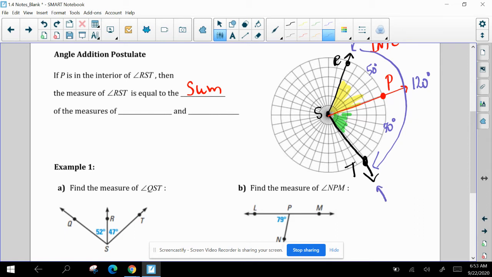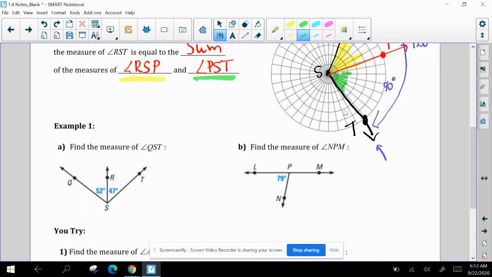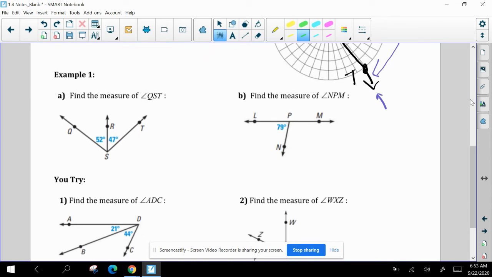So it's the measures of angle RSP, right? That's my yellow angle, and angle PST. And I'm going to help us with the color coding. So this is our yellow angle, and then this is our green angle. All right, so let's take a look at some quick questions.